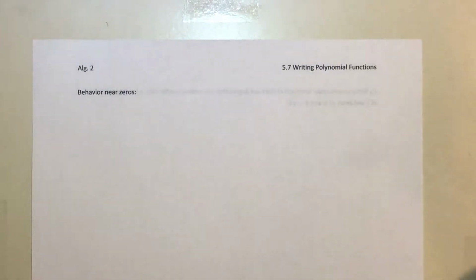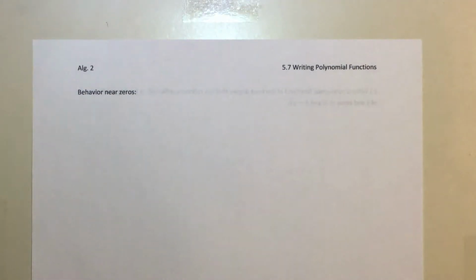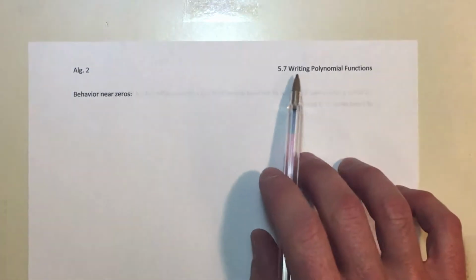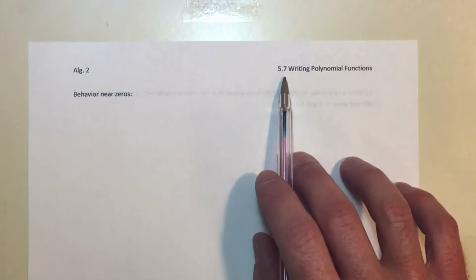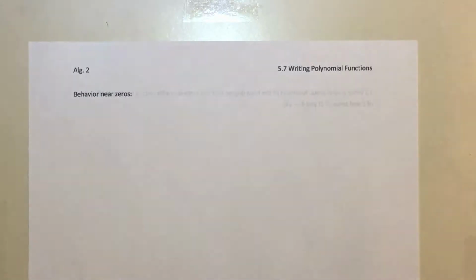And before we get into writing polynomial functions in class, we spent a little bit of time on Desmos, graphing some polynomials, getting an idea of what those look like, and pretty soon we're going to be graphing those by hand. And going along with that, I want to introduce a concept for graphing. Most of the focal point of this video will be talking about writing polynomial functions. But just to introduce graphing a little bit, I want to lay down some ground rules. Behavior near zeros.